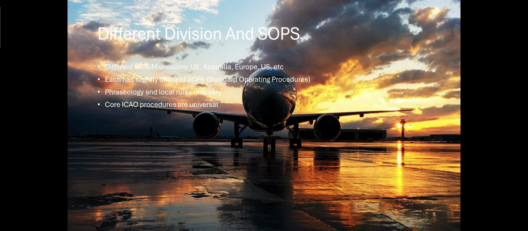One thing to note, there are different VATSIM divisions and they all have their own standard operating procedures, or SOPs. For example, the UK, Australia, Europe, and the US all have slightly different local rules, phraseology, preferences, and procedures. This means you might notice some phraseology or procedures vary depending on where you're flying. However, the core ICAO phraseology and fundamentals are the same worldwide. Learn the basics well and you will adapt quickly. This video focuses on general global procedures and phraseology. When flying in a specific division, be sure to check their official SOPs or training guides for local variations.